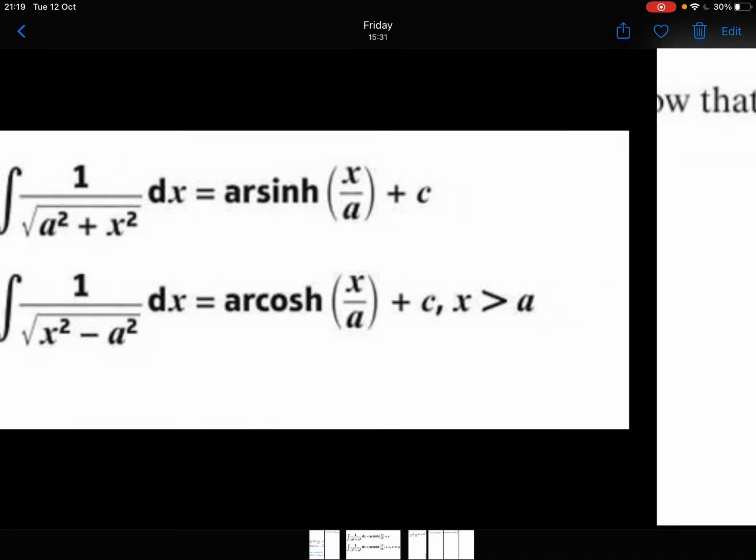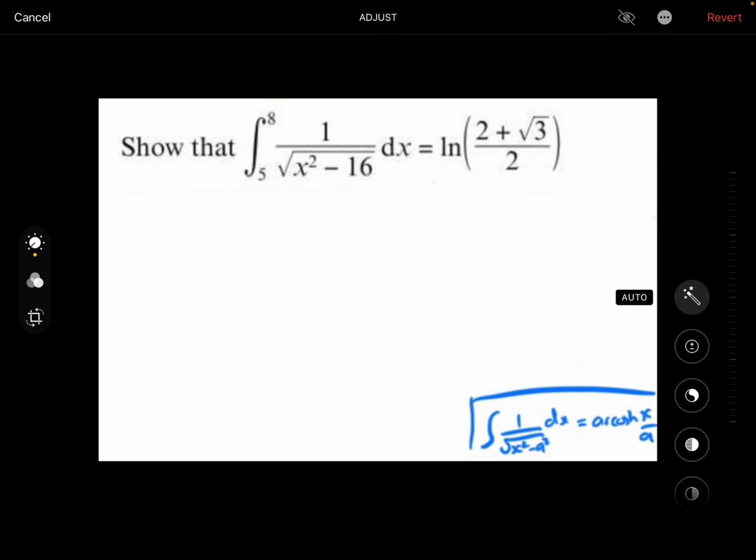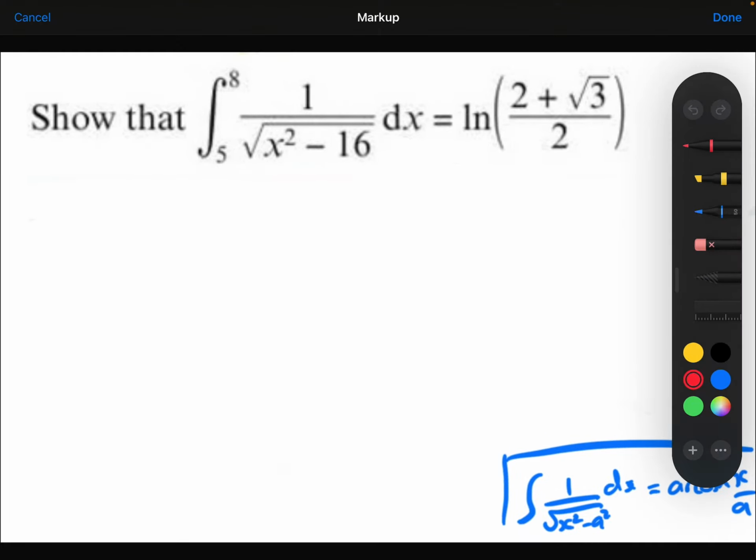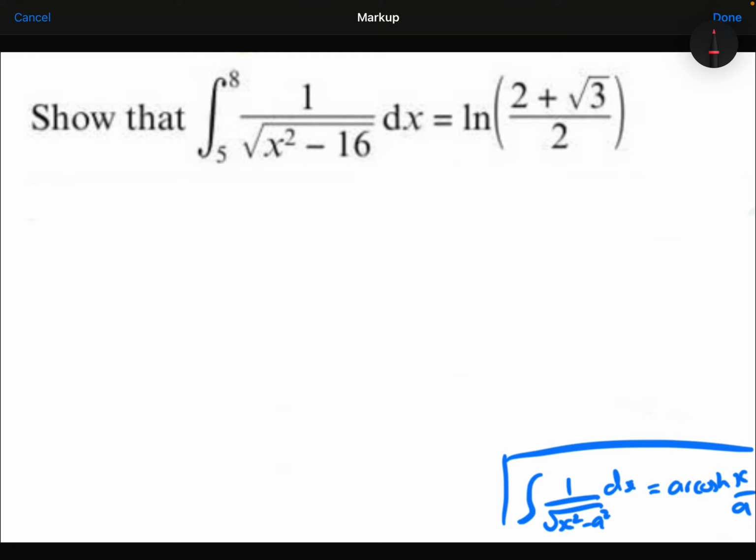So let's do an example using one of those results. I've just copied the relevant result in the bottom right hand corner there. I want to show that the integral from 5 to 8 of 1 over the square root of x squared minus 16 with respect to x is ln of (2 plus root 3) over 2. So I'm using the standard result from the formula booklet. We can see that a squared is 16, which would mean that a would be 4. So I can just straight away now write down that the answer to this integral is arcosh x over 4.